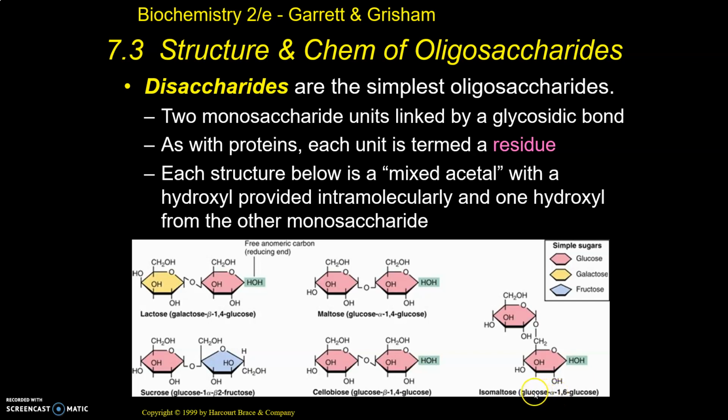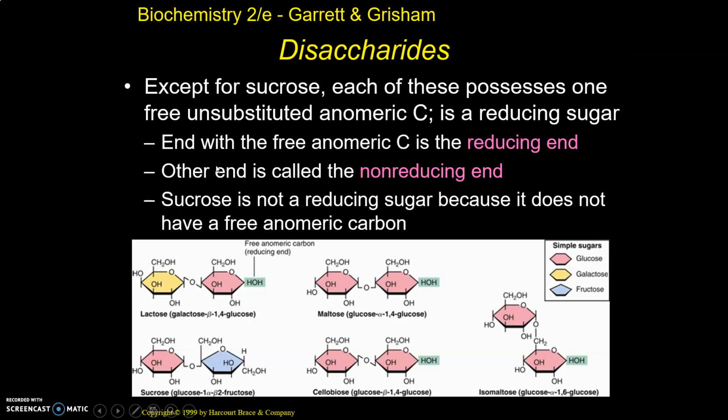Okay? But basically what happens is this glycosidic bond is a hydroxyl that has interacted with another hydroxyl intramolecularly, and that's what's holding these 2 sugars together. Now, except for sucrose, right? Sucrose is an exception, and we'll talk about this, but the other ones all have what we call a free anomeric carbon. We refer to this free anomeric carbon as the reducing end.